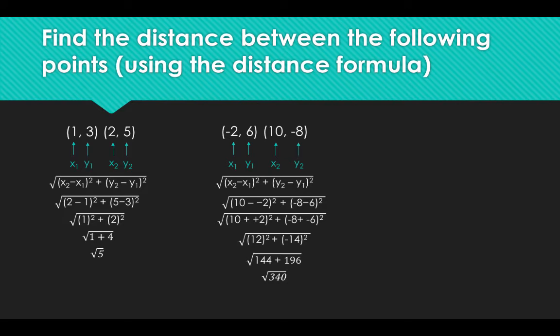I'm going to add those up to get square root of 340, and this one does simplify. It multiplies out to 4 and 85, so it simplifies to 2 times the square root of 85.